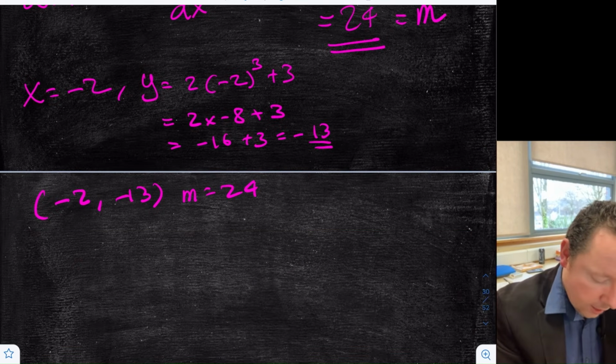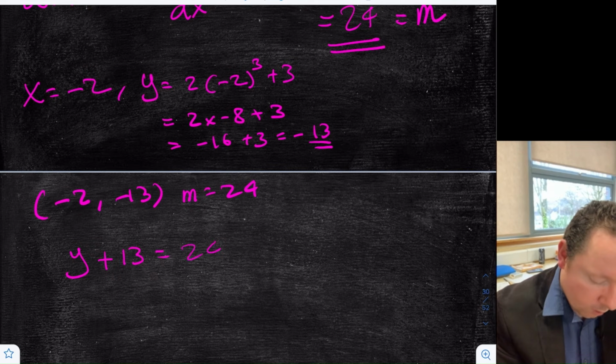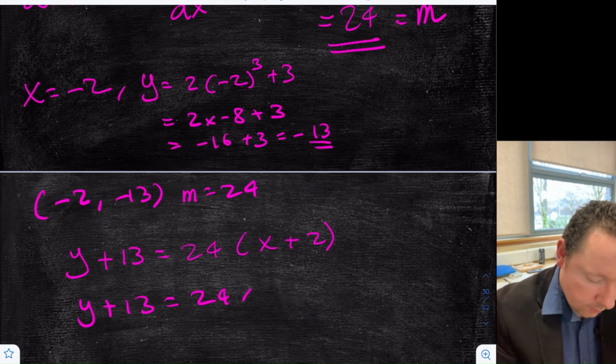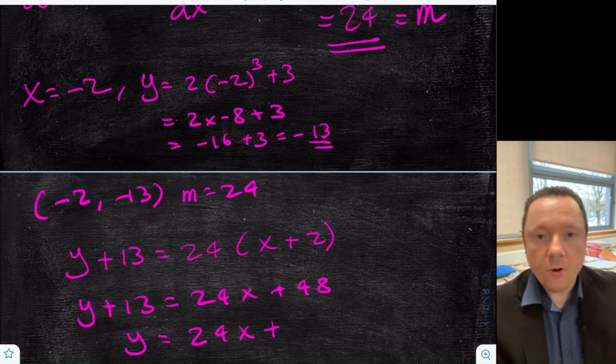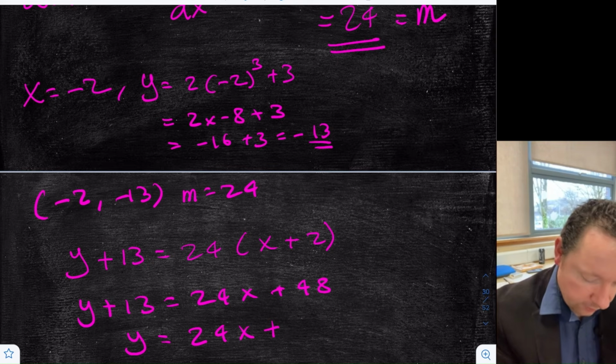So that means that y plus 13 equals 24(x plus 2). Y plus 13 is 24x plus 48, or y equals 24x plus 48 minus 13, which is 35. And we're done there.